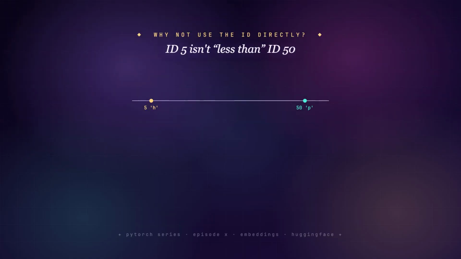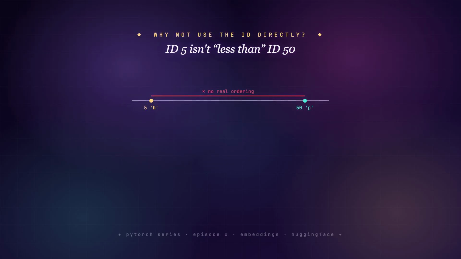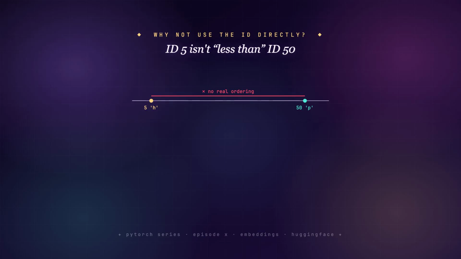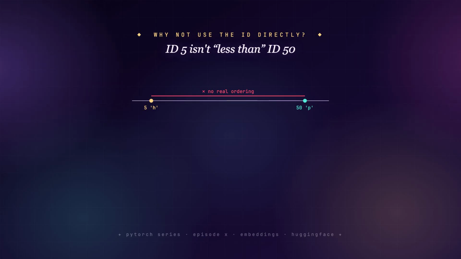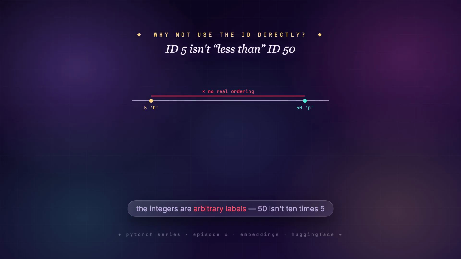Why not just feed the IDs straight in? Because integers lie about order. ID 5 is not less than ID 50 in any meaningful way. H isn't half of P, but a network doing arithmetic on raw IDs would treat 50 as 10 times bigger than 5. Embeddings break that false ordering. Each token gets its own independent vector, free to mean whatever it needs to mean.